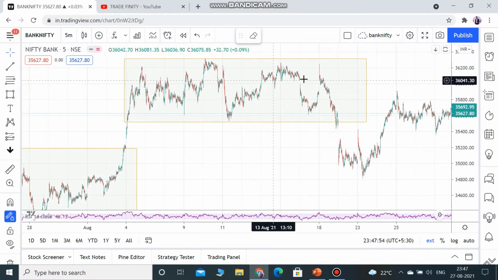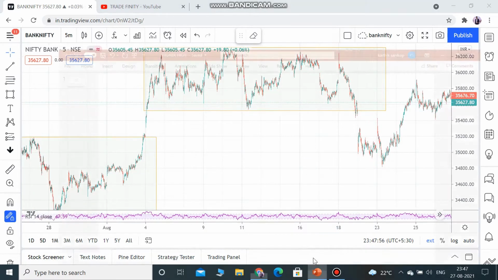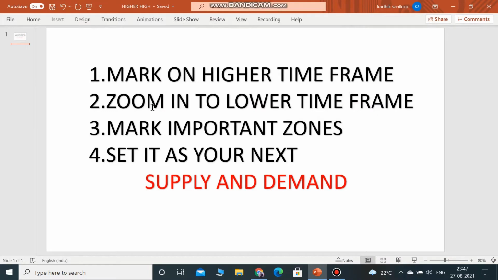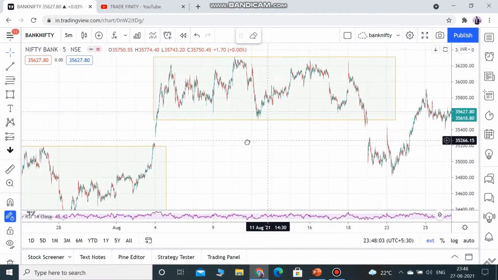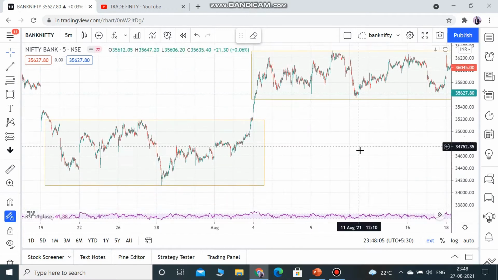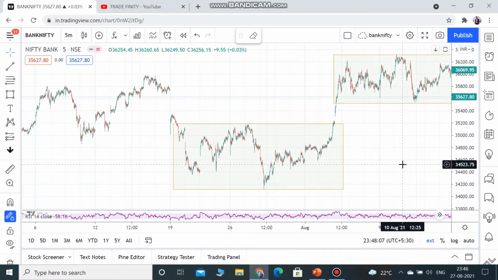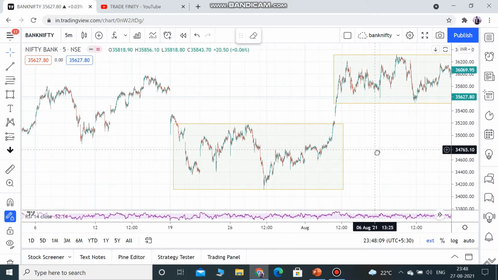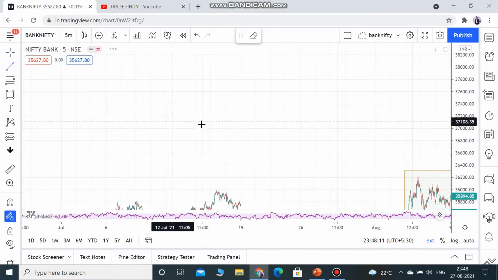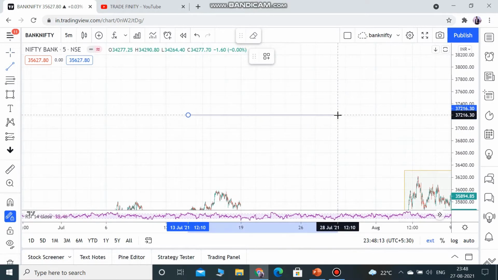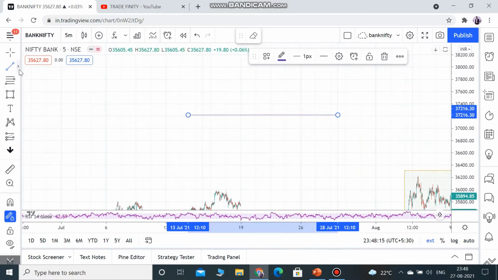When you mark these kinds of boxes, you have done the first step and second step. The third one is the important zones. What is the important zone? You guys know I just spoke about the breakout structure. Everyone knows the structures, right? Once the structure is broken.